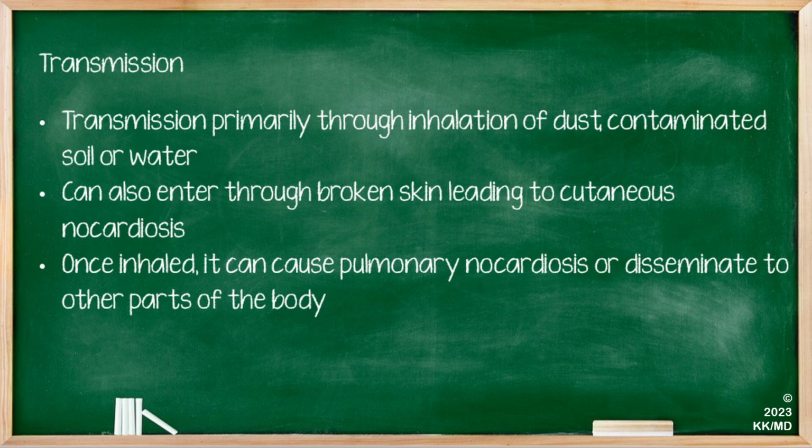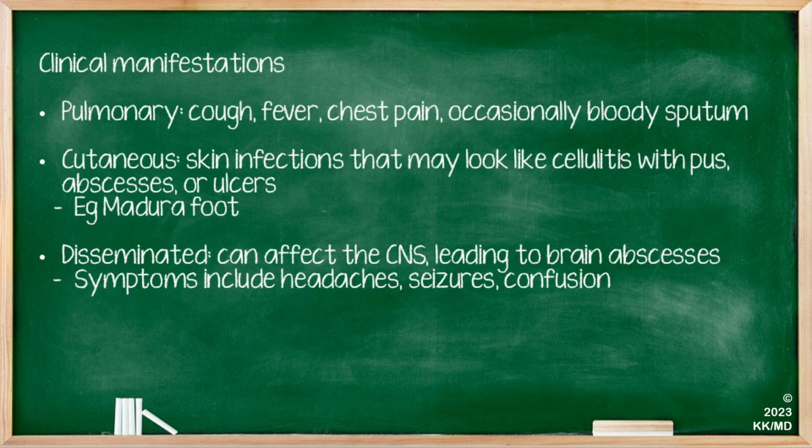The transmission of Nocardia is primarily through inhalation of dust, contaminated soil, or water. However, it can also enter through broken skin, leading to cutaneous nocardiosis. Once this is inhaled, it can cause pulmonary nocardiosis or disseminate to other parts of the body, such as the central nervous system. It could have a wide range of clinical manifestations.